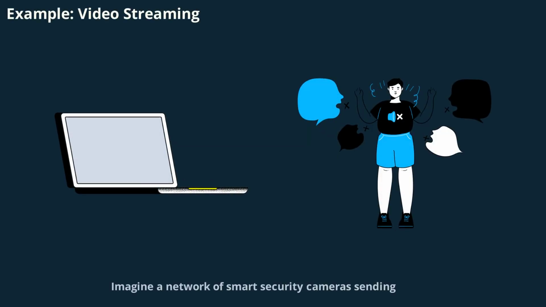Imagine a network of smart security cameras sending live video to a central computer for real-time surveillance. If you tried to use a low-bandwidth protocol like Bluetooth, the system would struggle to keep up with the high data rate required for video. The result? Poor video quality, lag, or even missing frames. That's why high-bandwidth protocols like Ethernet are chosen for such demanding applications, ensuring smooth and reliable video transmission.